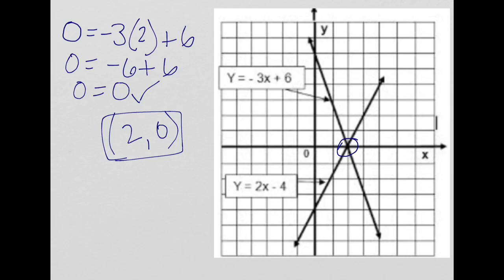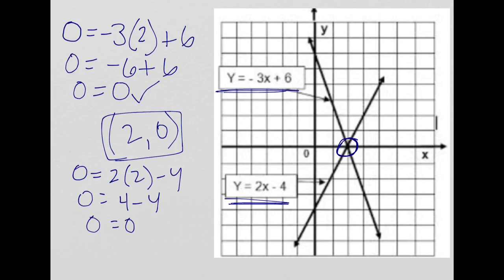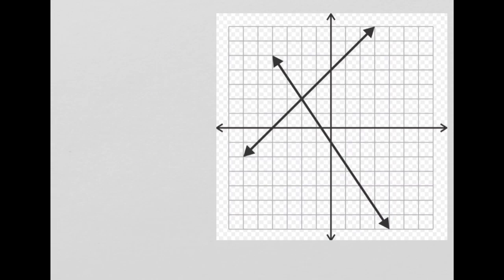But for this to be the solution of the system, it can't just be true for this one equation. It's got to be true for this one as well. So to check your solution is actually right, we just need to plug into the other equation as well. Same point: 0 equals 2 times 2 minus 4. Well, 2 times 2 is 4. 4 minus 4 is 0, so again, a true statement, 0 equals 0. You have two true statements, so you have the correct solution right here. That's just a quick way to check that you are actually correct. Alright, same thing for this one.